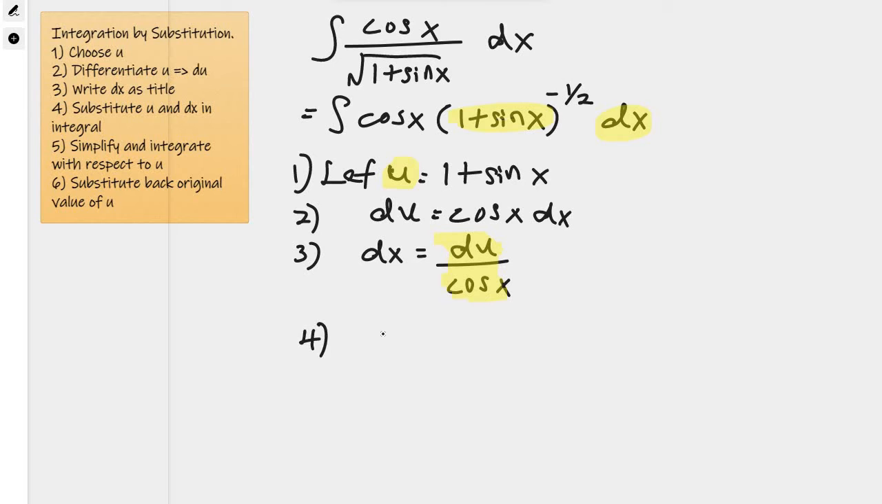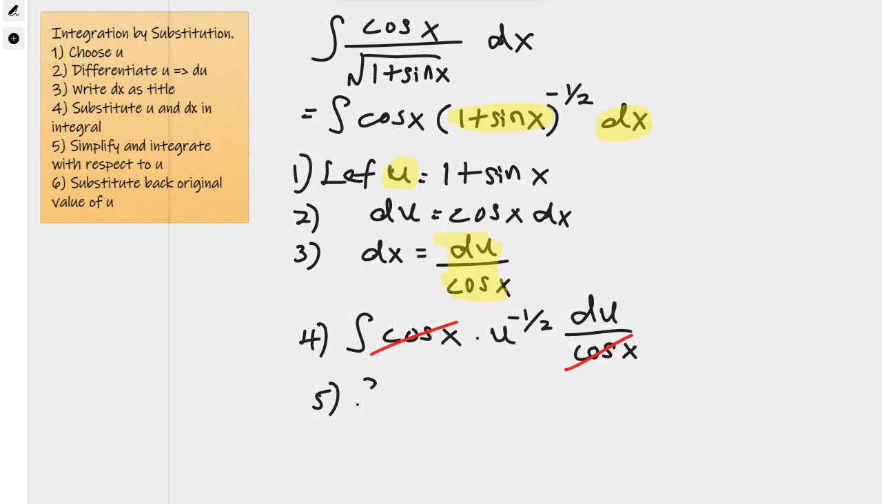So step number 4, you substitute into the integral. So you will get cos x, u to the power of negative half, and dx now becomes du over cos x. Again you can see that you can simplify. This one and this one are the same, so you can cancel, you will get 1. Therefore you simplify and you just need to integrate u to the power of negative half du.